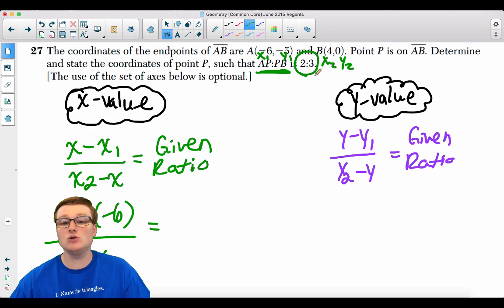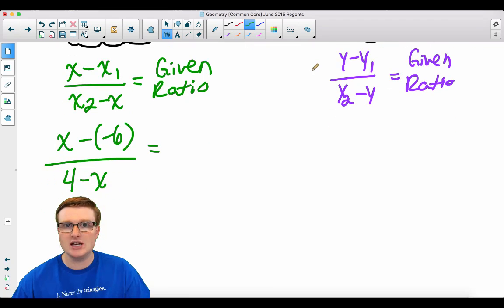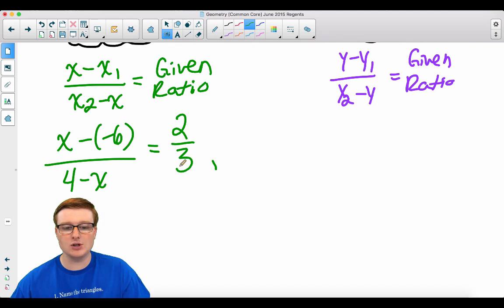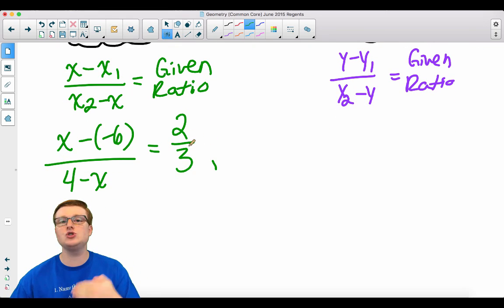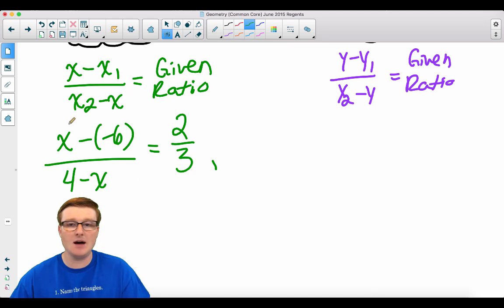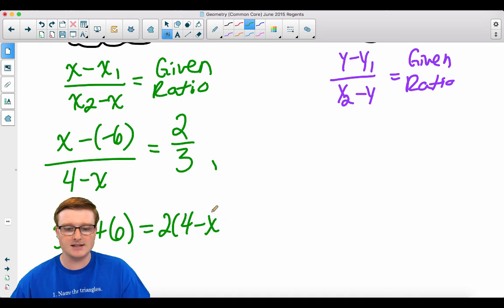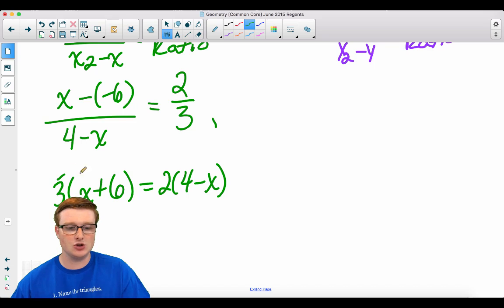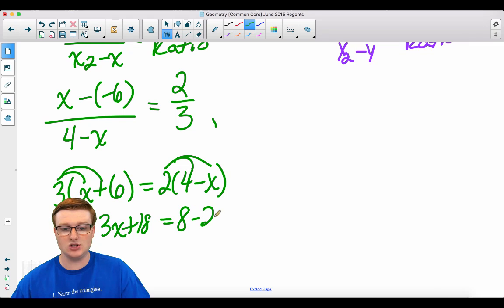Now, the given ratio is 2/3. 2/3 as a fraction is 2 over 3. You have to write it as a fraction because your goal is to cross multiply. Now, we can cross multiply these. So we have 3 times x plus 6, because 2 negatives give you a positive, is equal to 2 times 4 minus x. Now we're going to distribute, and distribute. So we get 3x plus 18 is equal to 8 minus 2x.